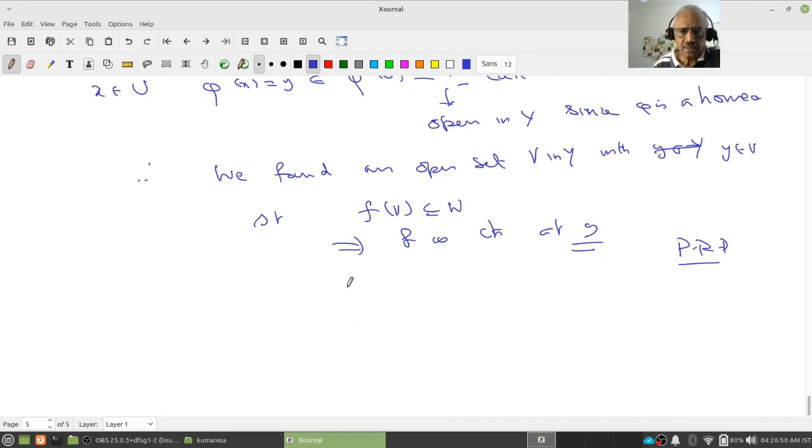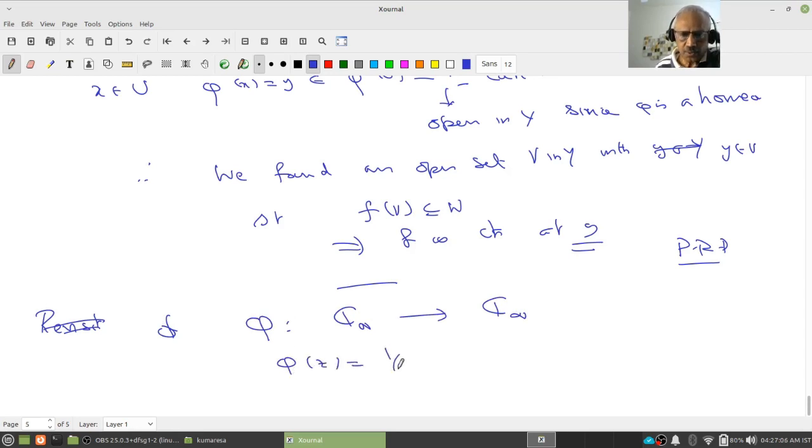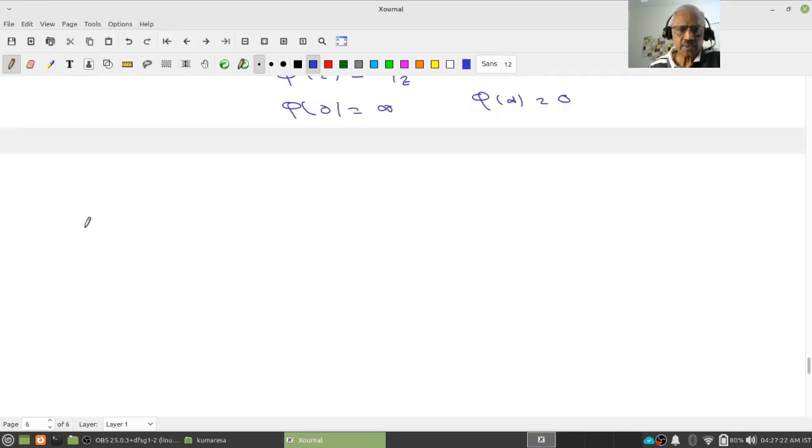Okay. Now we will make use of this to prove. Let's revisit example 1. Before that, I want a homeomorphism. So let us look at the map phi from C infinity to C infinity, defined by phi of z is 1 by z when z is not 0 or infinity, and phi of 0 is infinity and phi of infinity is 0. Okay, then I claim phi from C infinity to C infinity is a homeomorphism.